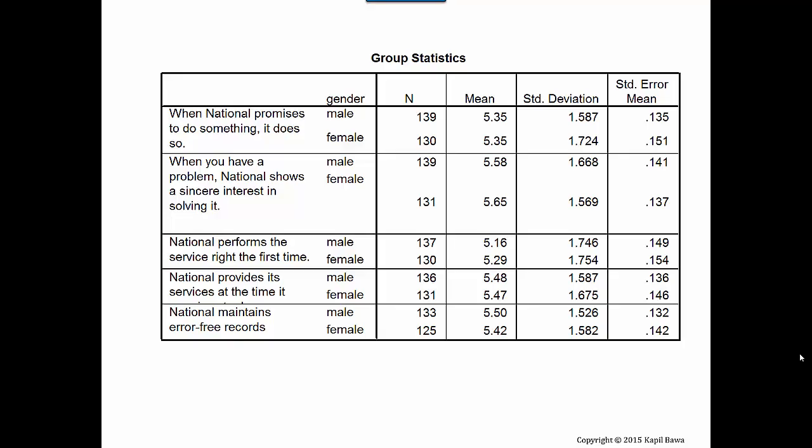For example, let's say, hypothetically, that the last variable shown here, National maintains error-free records, was found to be statistically significant using the process we discussed in the last slide. In that case, you would note that for males, the mean was higher, or 5.50, than for females, which is 5.42. In other words, males were more likely to perceive National as error-free.